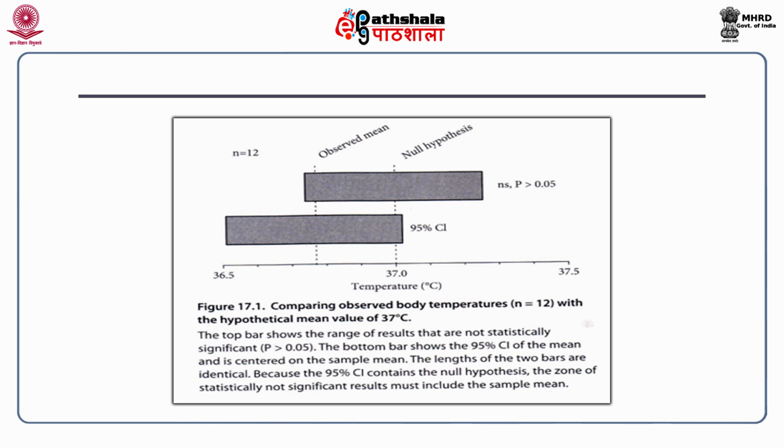Had it been 90%, then the p-value has to be more than 0.1. And had it been a 99% CI, the p-value has to be more than 0.01, right? So there is the connection between the p-value and the confidence interval.